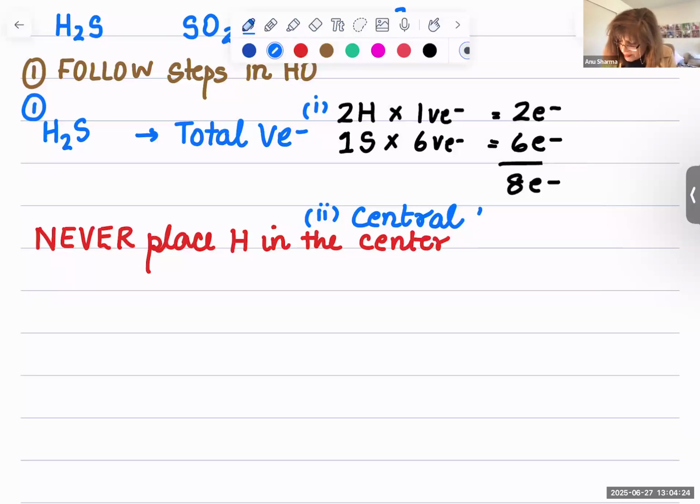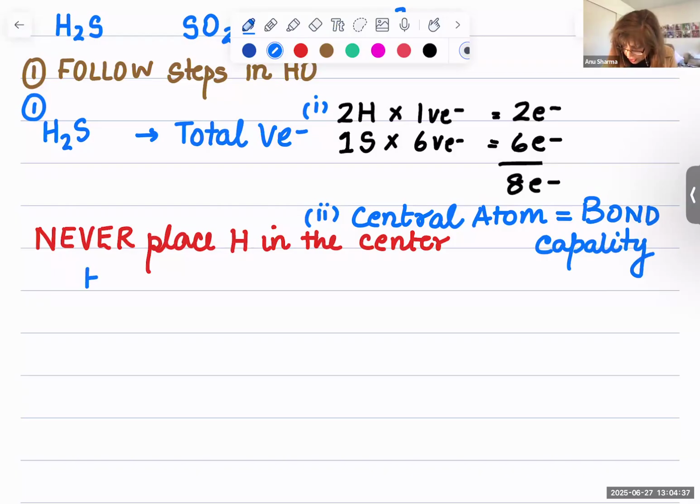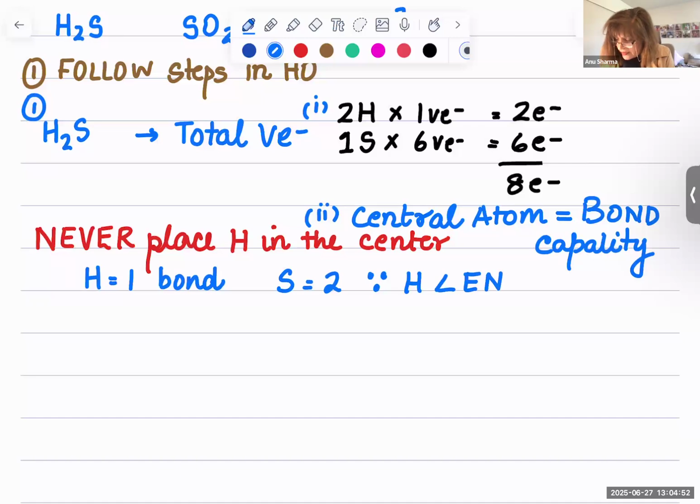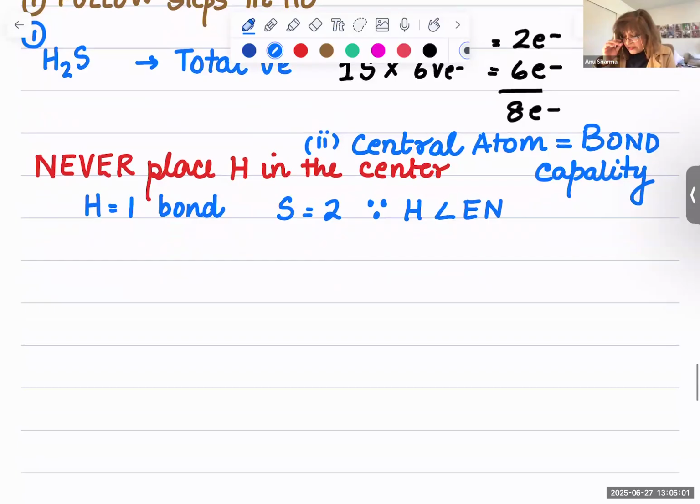Always. The central atom is determined by bonding capabilities. The capability of sulfur is obviously more. Hydrogen can only make 1 bond, so why would it be in the center? The center will have more bonding, right? Sulfur will make 2 bonds here because hydrogen is less electronegative than sulfur. Sulfur can make 4 and 6 bonds, but since it is connected to less electronegative atoms, it makes only 2. So place sulfur in the middle. That's the third step.